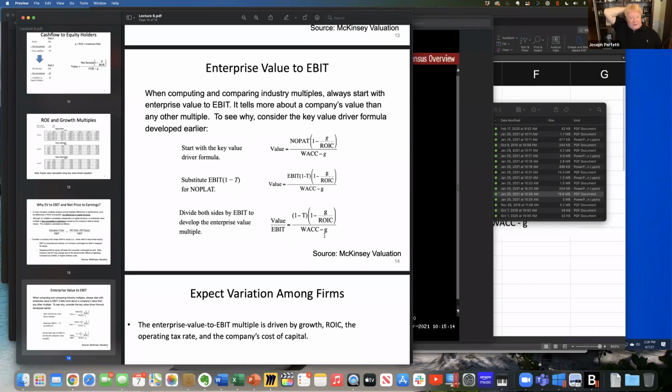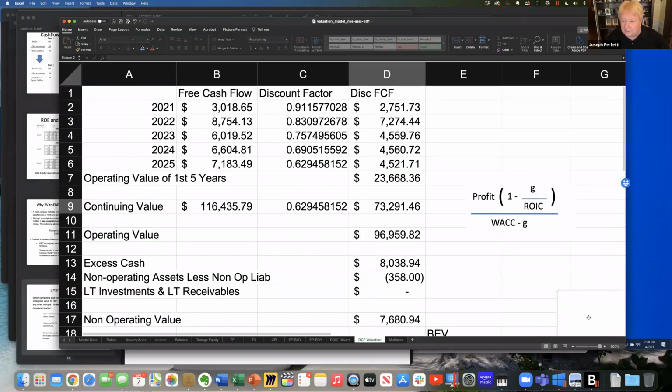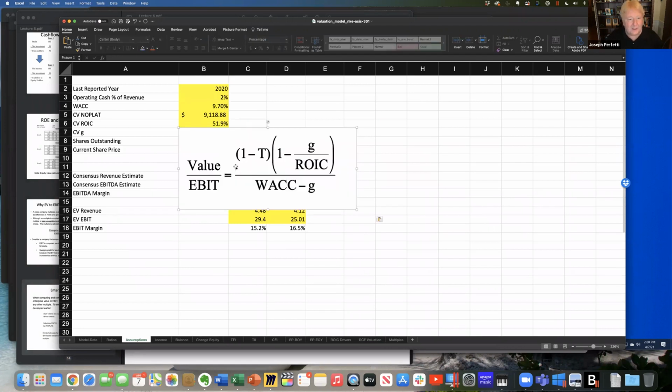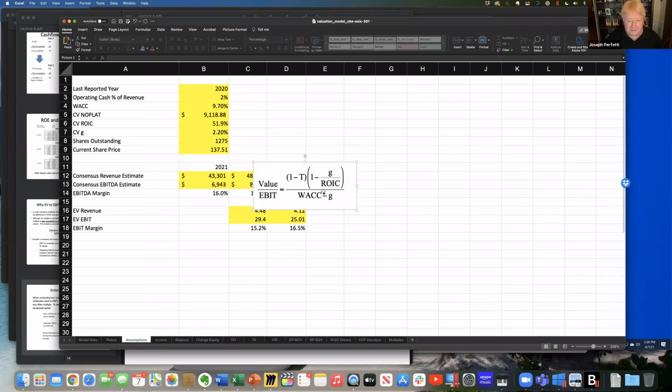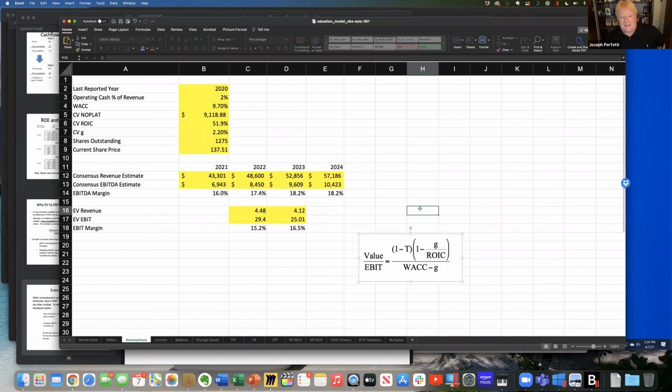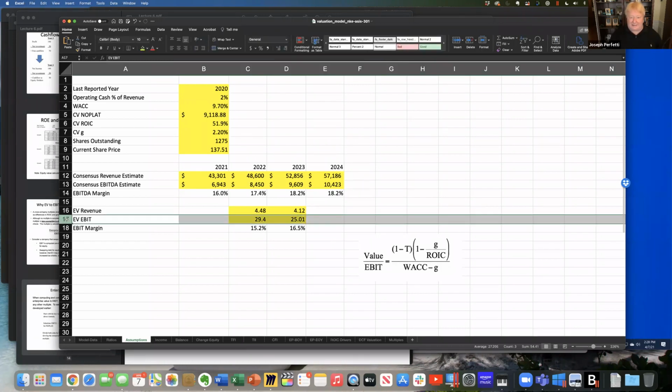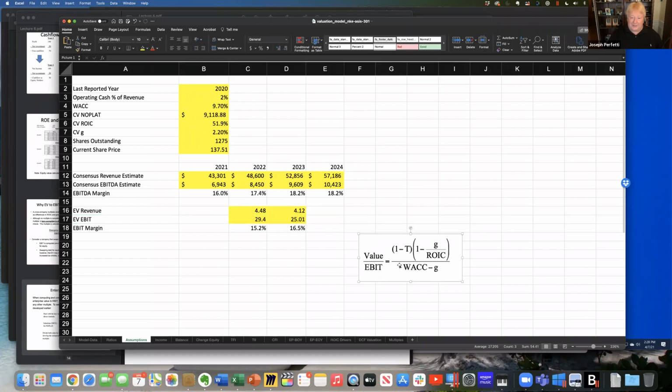All right, so multiples are just a rearranged DCF. DCF is based on KVD. EV to EBIT is based on KVD. This is the rearranged KVD. So I'm going to take a quick screenshot to remind us of this formula and put it in our model here. I'll put it over here in the assumptions tab. This is the formula for enterprise value to EBIT, which is based on this formula.